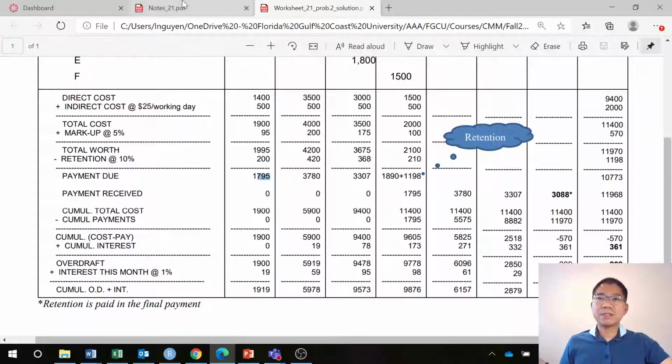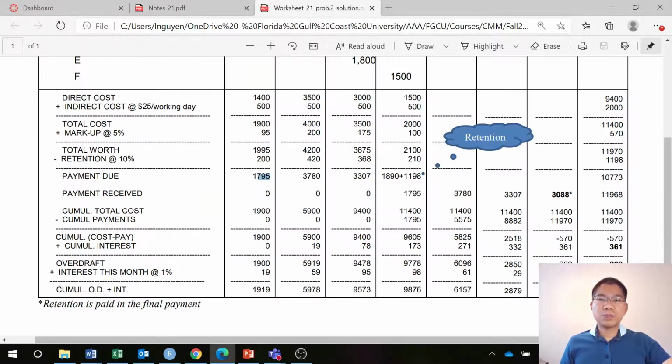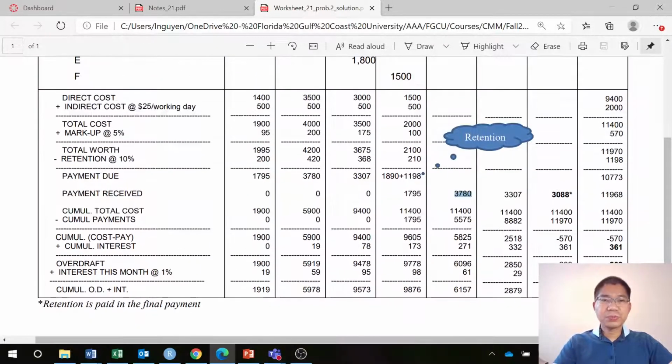The problem here says the payment is on the last day of the month and gets paid 2 months after submission. So submission ends here. So we have after month 2 and after month 3, it means at the end of month 4. So that is the amount of payment you get in the first month. And then similarly, payment on month 5 for the work we did in month 2, etc.